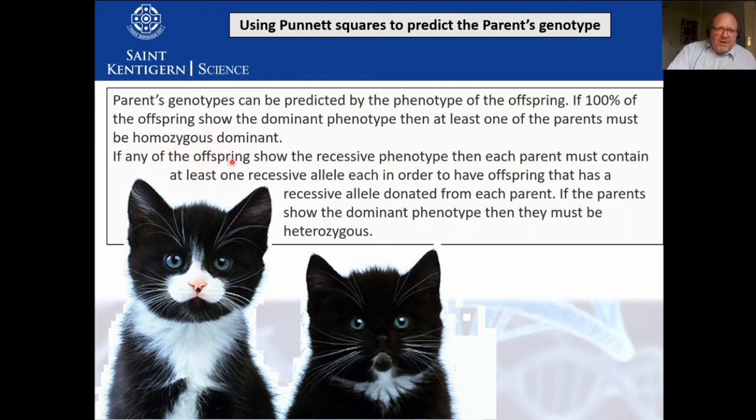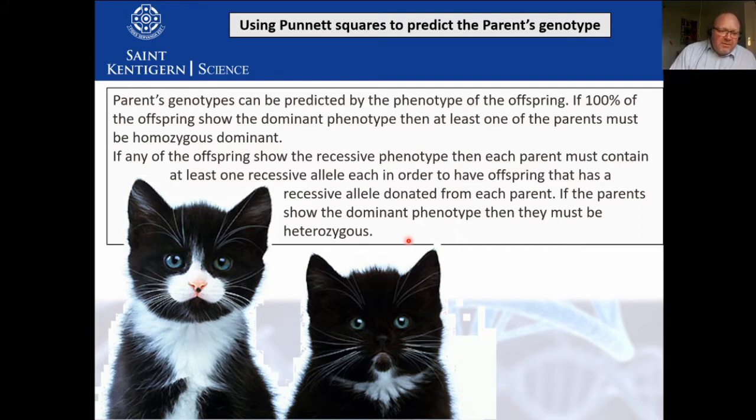If any of the offspring shows the recessive phenotype, then each parent must contain at least one recessive allele in order to have offspring that has recessive alleles. If parents show the dominant phenotype and have a recessive offspring, then they must be heterozygous. We talked about this with the brown eyes and the blue eyes.